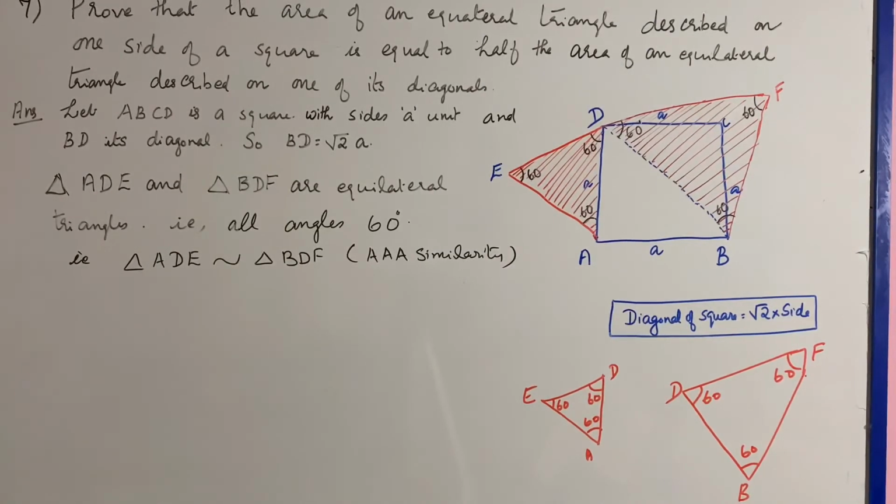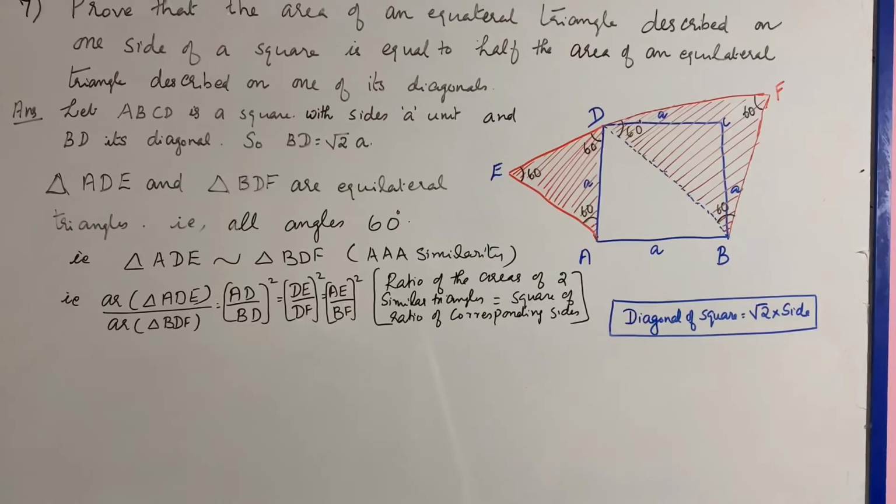Then what do you know about the areas of two similar triangles? The ratio of their areas is equal to the square of the ratio of their corresponding sides. Okay. Then we can write that area of ADE by area of BDF is equal to AD by BD the whole square, DE by DF the whole square, and AE by BF the whole square.